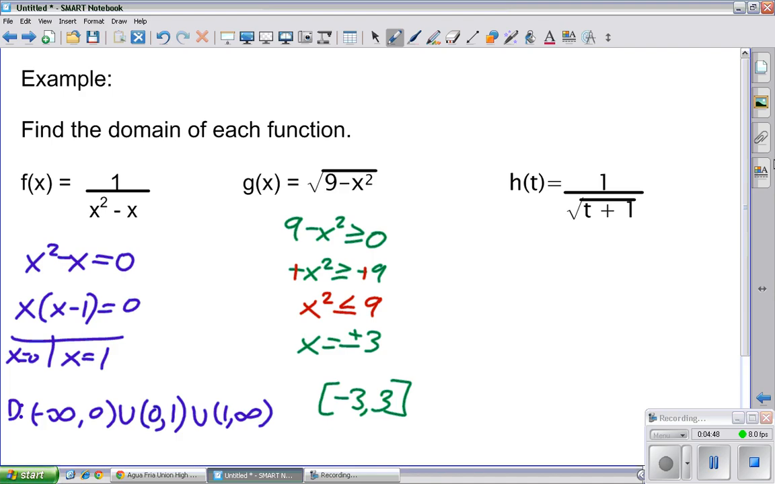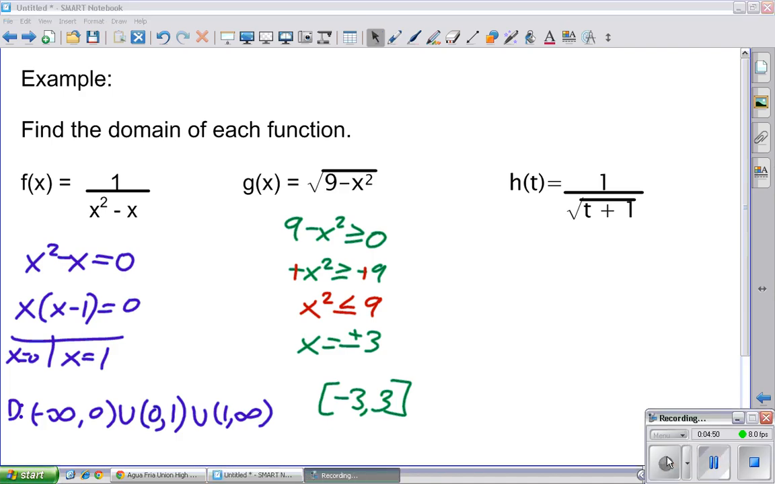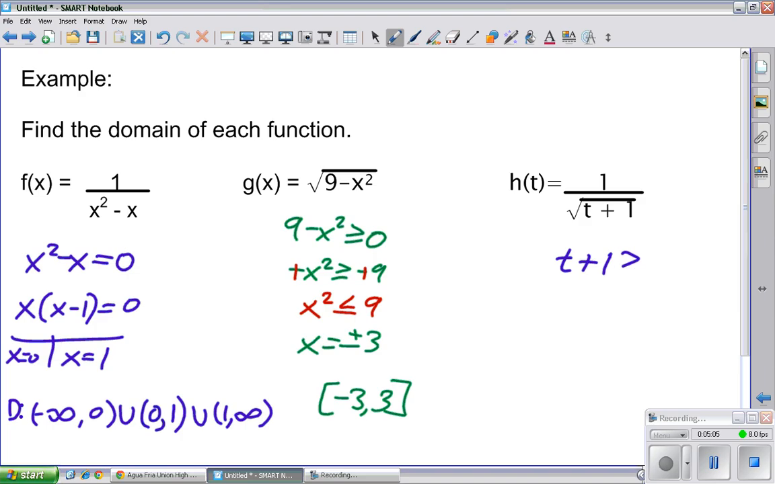For our final example here, we have a square root in the denominator. So we know that we can't take a square root of a negative. So t plus 1 has to be greater than or equal to 0. But if we take the square root of 0, we get 0, and we're not allowed to divide by 0. So it can only be greater than 0, not equal to. So t has to be greater than -1.